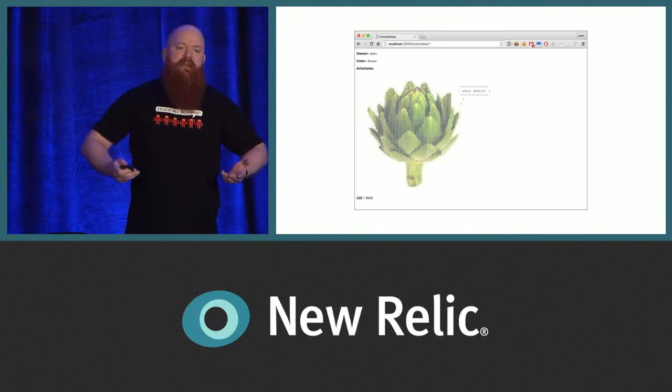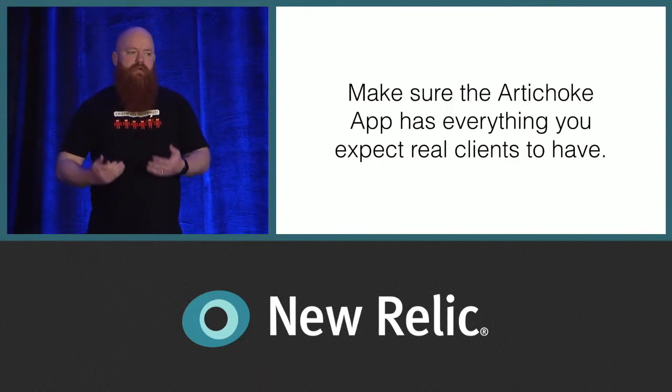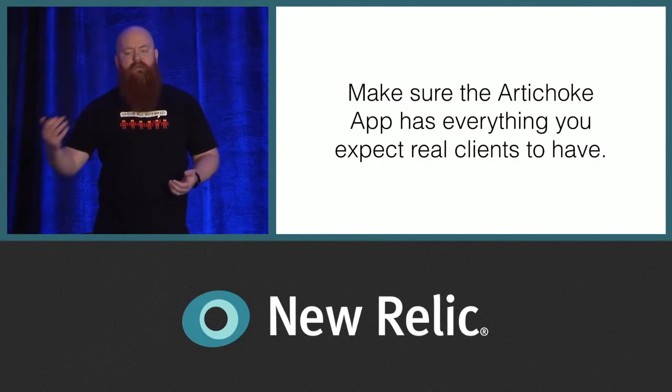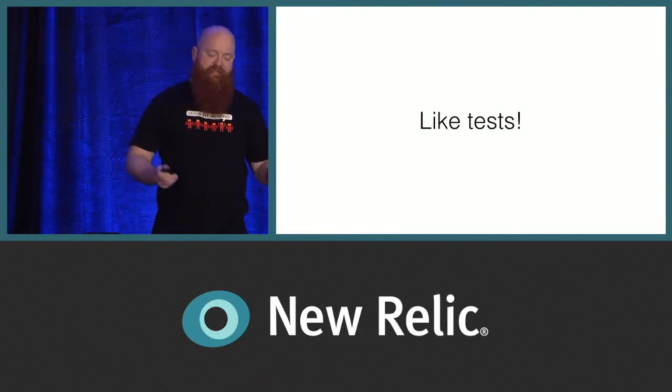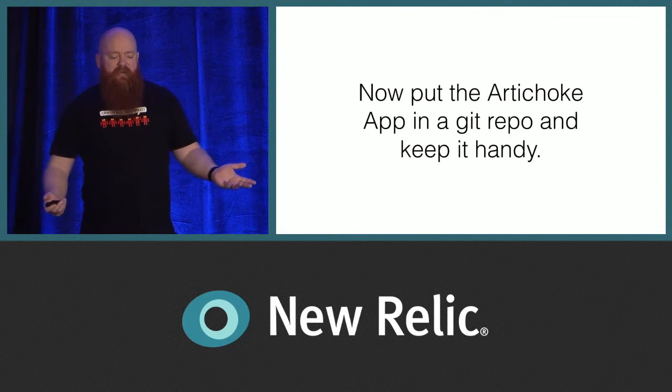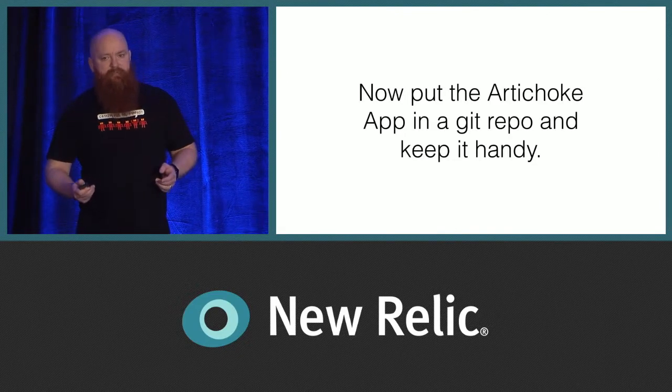And this is going to have a few models, a few relationships, just all the stuff that you expect a real client application to have when they try to use your product, including tests. Don't forget the tests. That's something that often gets left out. Now that you've got the Artichoke app, you throw in a Git repo, and you just keep it handy.